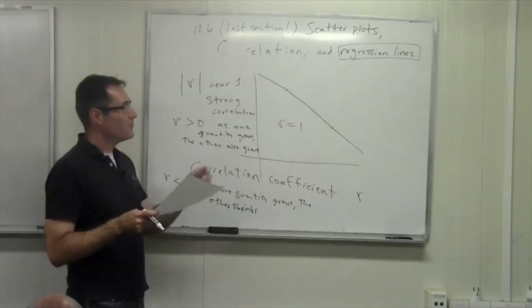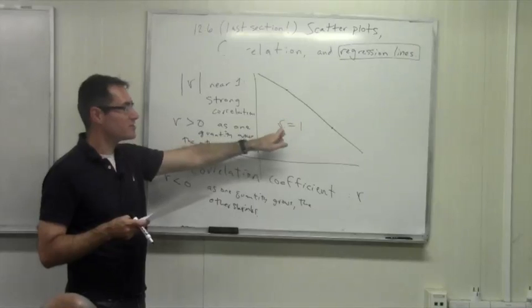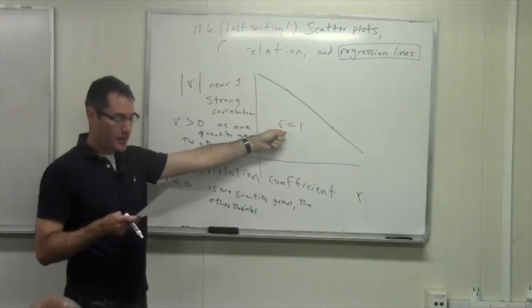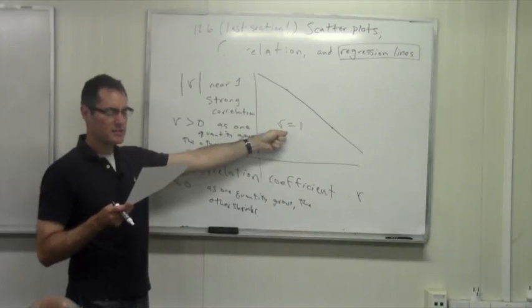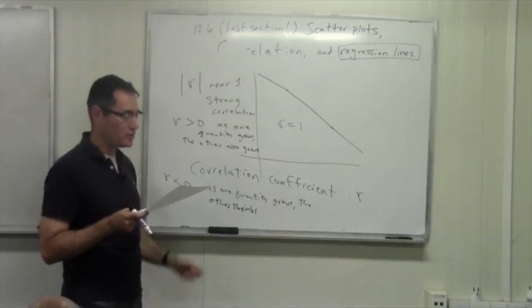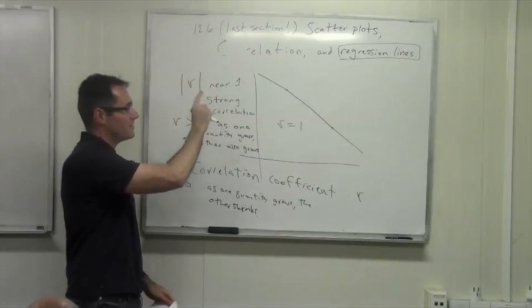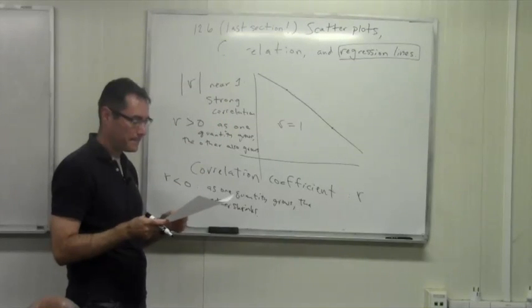Bigger samples, smaller, you need a smaller R in order to indicate a correlation. Okay? Does that make sense? The larger the sample size, the smaller the absolute value. No, it's the other way around. The larger the sample size, the smaller the absolute value needs to be to get a good correlation. Okay?